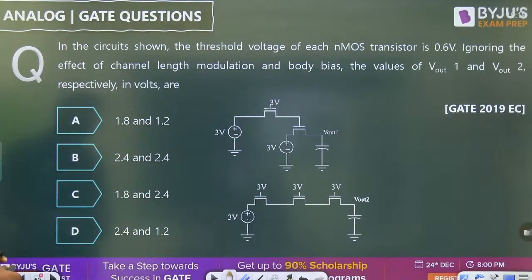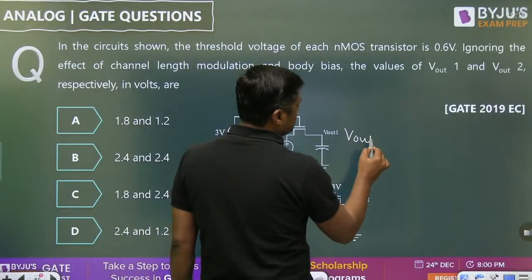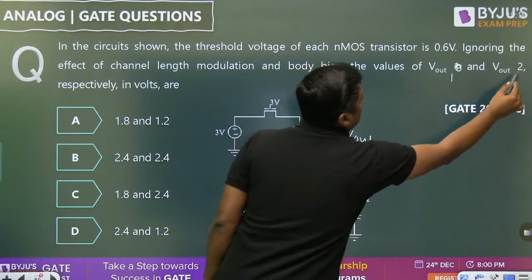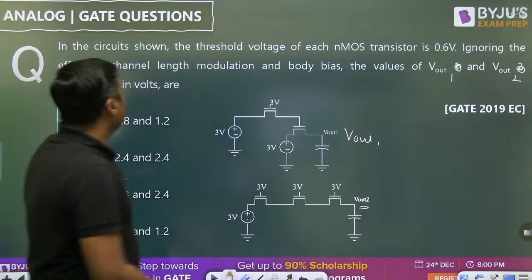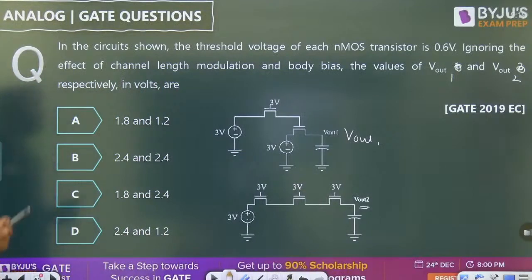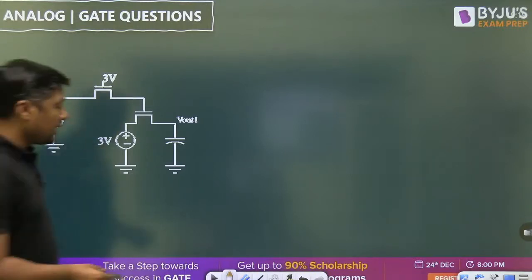In the circuit shown, the threshold voltage of each NMOS transistor is 0.6 volt. Ignoring the effect of channel length modulation and body bias, find the value of Vout 1 and Vout 2. This is the Vout 1. And Vout 2. This is the Vout 2. You have to find the value of Vout 1 and Vout 2. Only the threshold voltage is given, that is 0.6 volt. Redraw the diagram, simply redraw the diagram and you will get the answer.